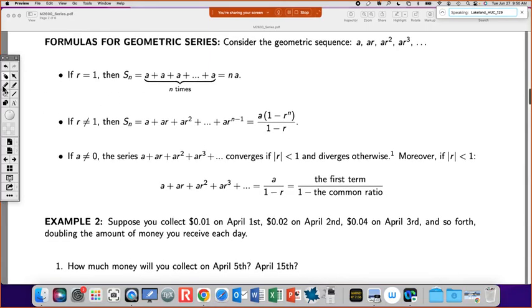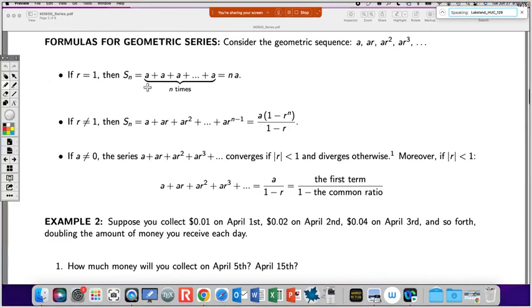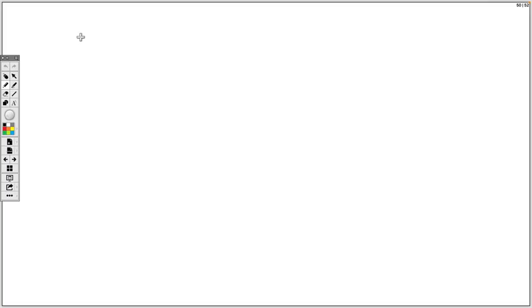All right, formulas for geometric series. Here, if r equals 1, then the formula for the nth partial sum, you're just adding a to itself n times. Does that make sense or not, folks? If r is not equal to 1, then here's your formula for S_n. Now there's a couple different ways to get at this formula. Let's see why this works. So we're assuming that r is not 1, and we're assuming a isn't 0 because we just don't want to deal with it.